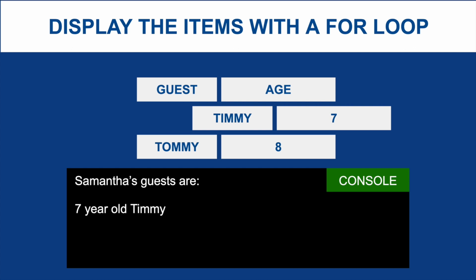The next thing that I want to highlight is displaying the items with a for loop. So what this does is we take Timmy, and then instead of returning Timmy, instead of mapping Timmy, so transforming him, we just take him and then we print him out, like in this format that I highlighted below.